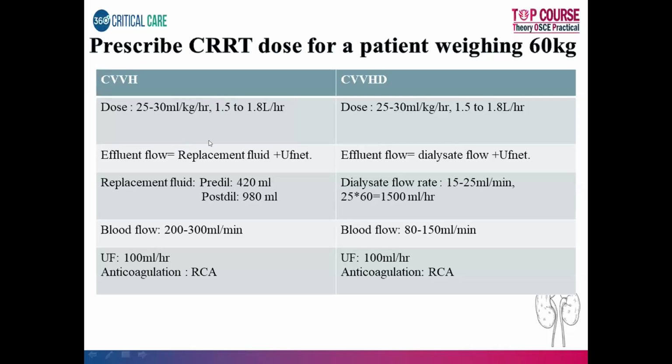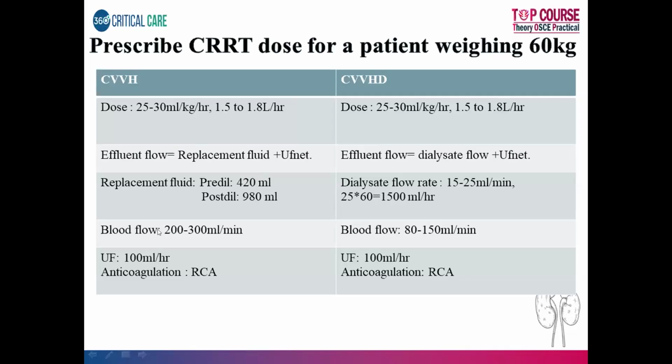So that 1400 ml should be kept as a replacement fluid. I told you replacement fluid should be given pre-filter as well as post-filter. Pre-filter is 1/3, post-filter is 2/3. So calculate: 1/3 of 1400 will be 420 pre-filter, and post-dilution it will be 980. This completes the 1400, plus 100 ml of ultrafiltrate. This is how you give the effluent flow in case of CVVH.